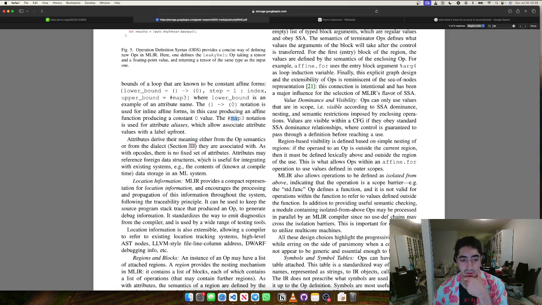As with opcodes, there is no fixed set of attributes. Attributes may reference foreign data structures, which is useful for integrating with existing systems. Example: the contents of known compile-time data storage in an ML system.